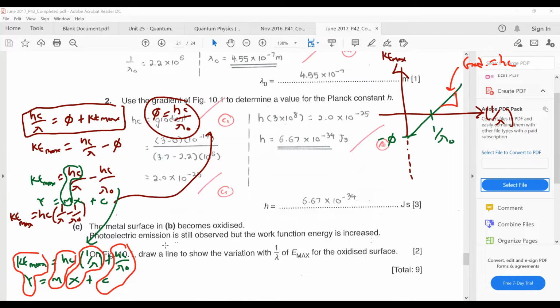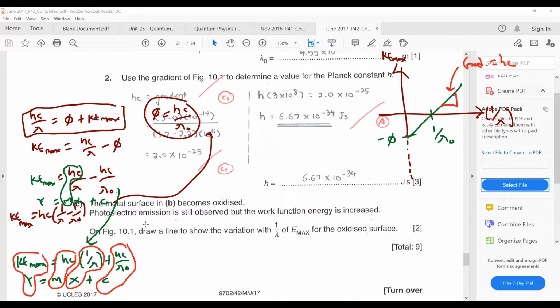Now they tell you the metal surface in B is now oxidized. The photoelectric emission is still observed, but the work function energy has now increased. On figure 10.1, draw a line to show the variation of 1 over lambda of Ke max for the oxidized surface. Now, look at what the question is telling you. They tell you photoelectric emission is still observed, but work function energy is increased.